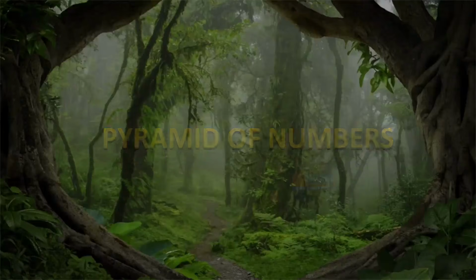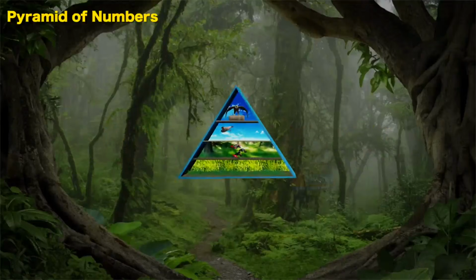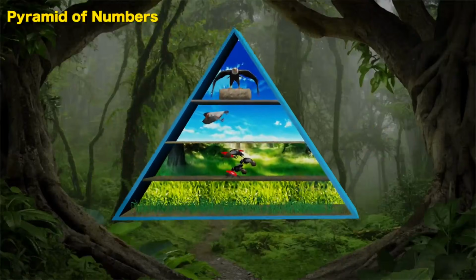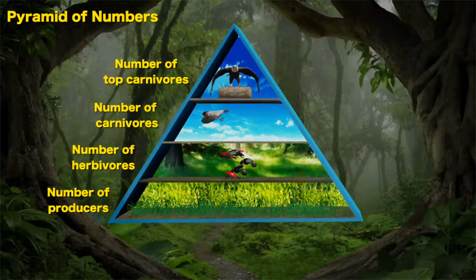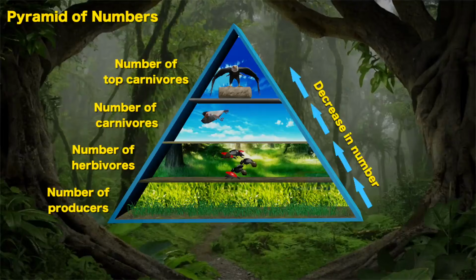Pyramid of numbers. The organisms in a food chain are represented graphically in the shape of a pyramid. A pyramid of numbers shows the number of organisms in each trophic level. Generally, from a primary consumer to the large carnivores, the size of the living things increases, but the number decreases.